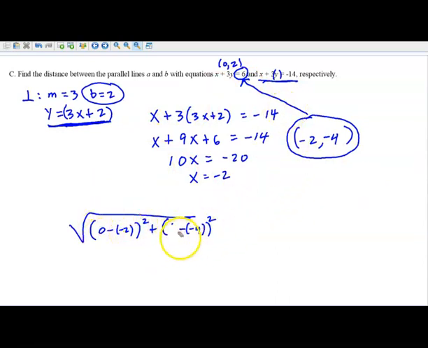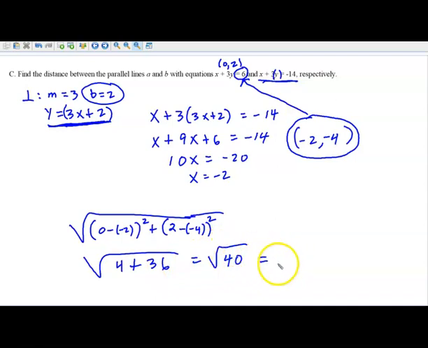It doesn't change the x's, but the difference between the y's will be 2 minus negative 4, quantity squared. All right, so this is going to be 2 squared, which is 4, plus 6 squared, which is 36. It's the square root of 40. In simplified radical form, that would be 2 times the square root of 10. And then in decimal form, rounded, that would be 6.32 units.